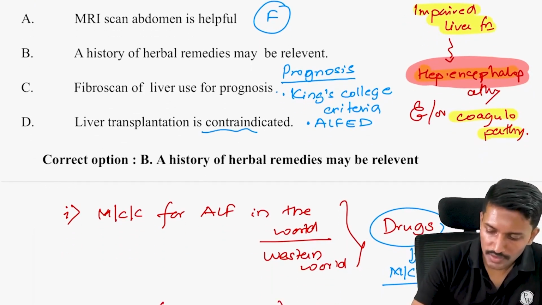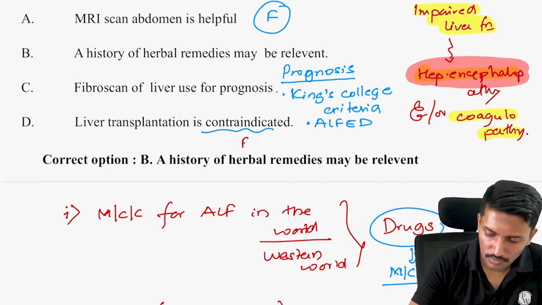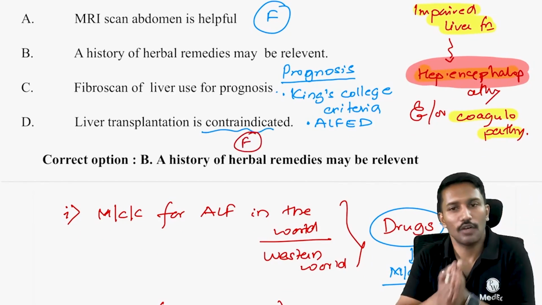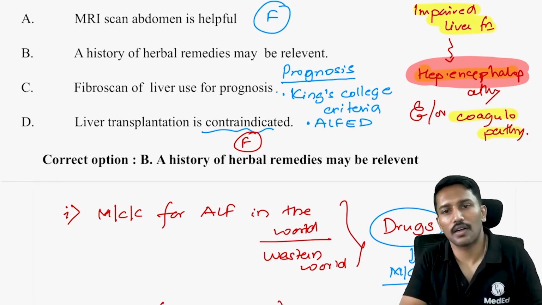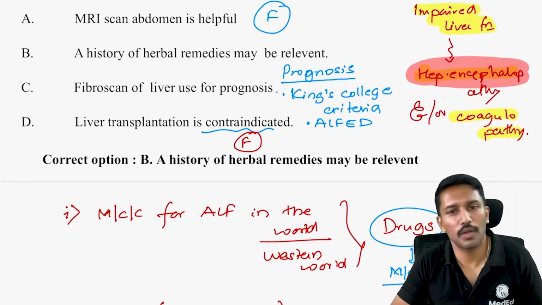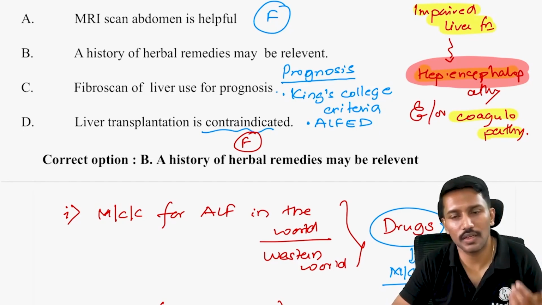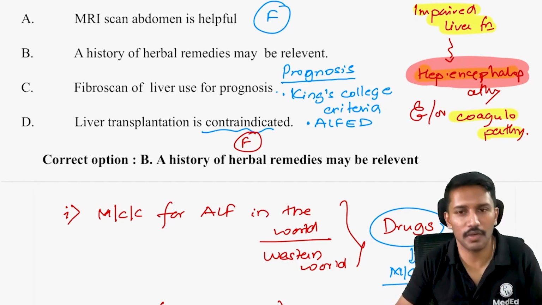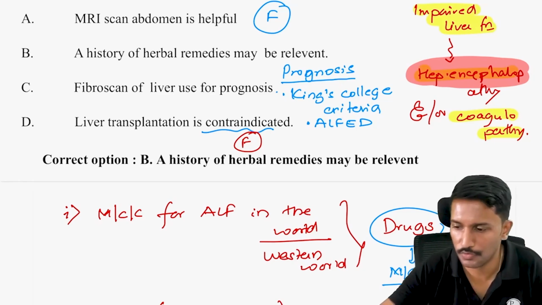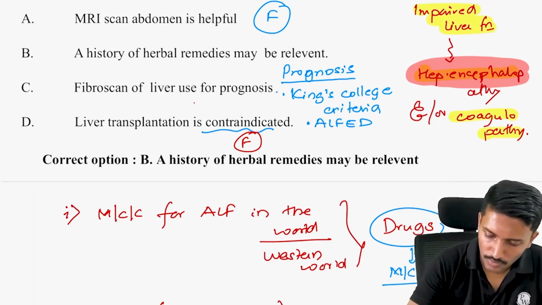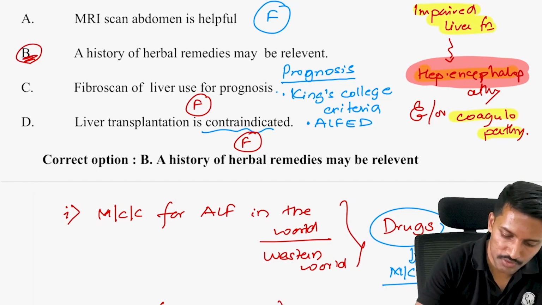Now, liver transplantation is contraindicated is absolutely false, because at least half of the patients will require liver transplantation if it has caused fulminant liver failure. And many of them die because of the difficulty in arranging the liver transplantation. So that is false. Option C is false. So we're left with option B.